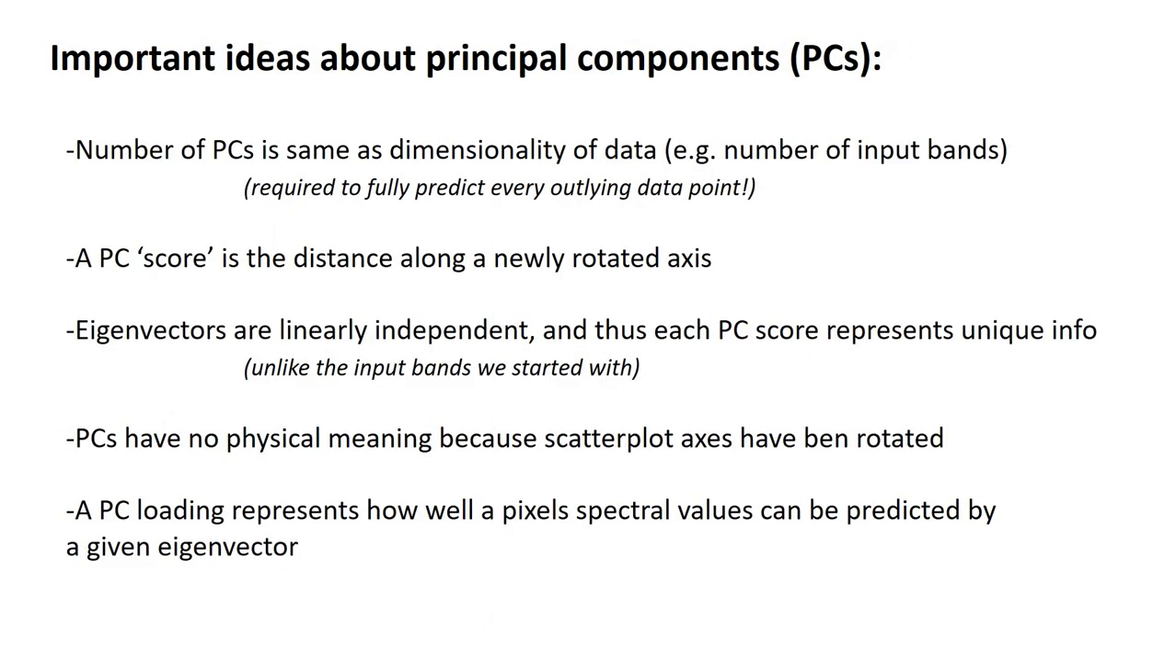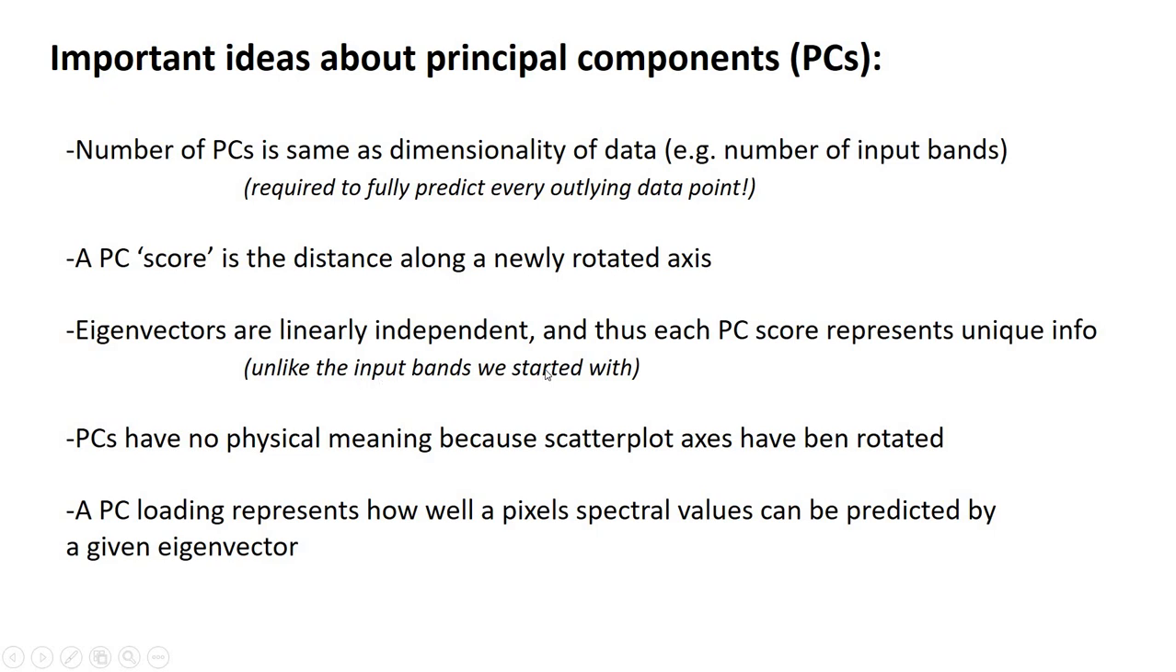Okay, so in summary, here are some important ideas about principal components. The number of principal components is the same as the dimensionality of the data. So in our example, we started with 5 input bands from the satellite, so we're going to have 5 principal components. And that allows us to fully predict every last data point in the data set if we use all 5 principal components. A principal component score is essentially the distance along that newly rotated axis that we talked about. Eigenvectors, which are the lines that we were fitting, are linearly independent, so they're perpendicular. And thus, each principal component score represents totally unique information, which is absolutely so cool.